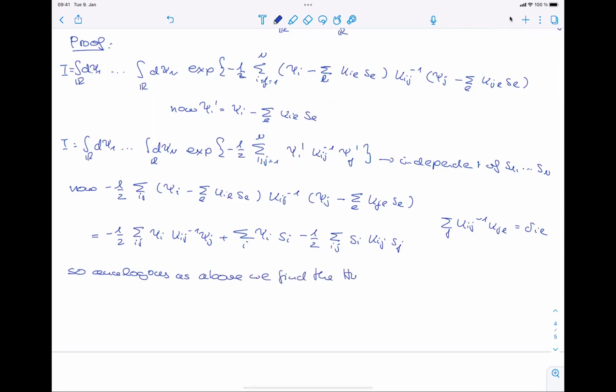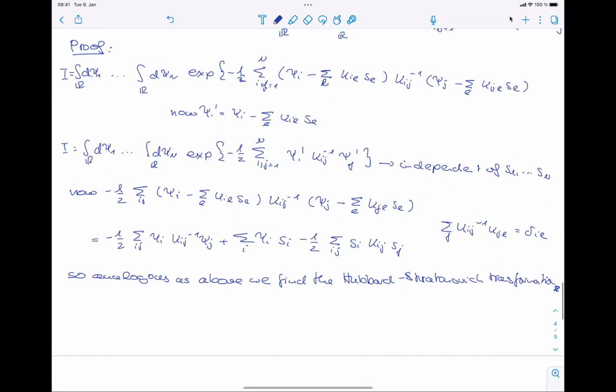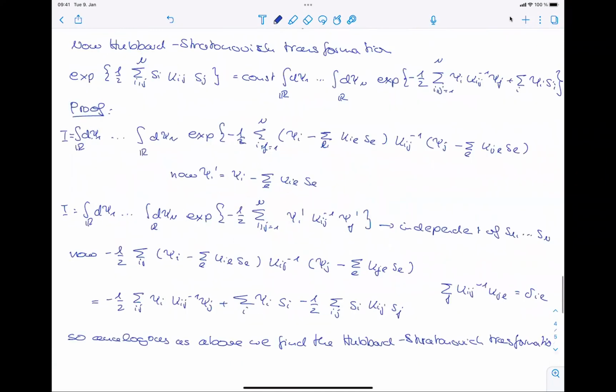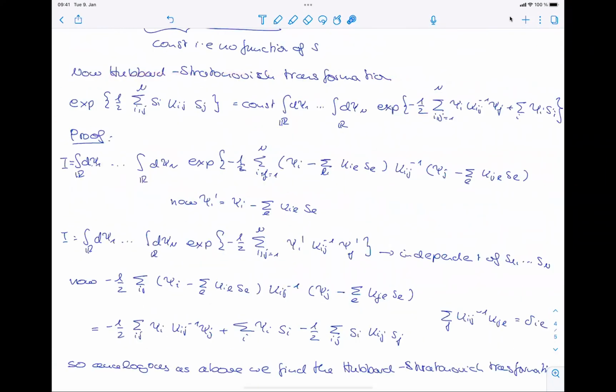the Hubbard-Stratonovich transformation. Okay, so we can do it, right? So this is the transformation that we can now do. And so why do I want to do this?